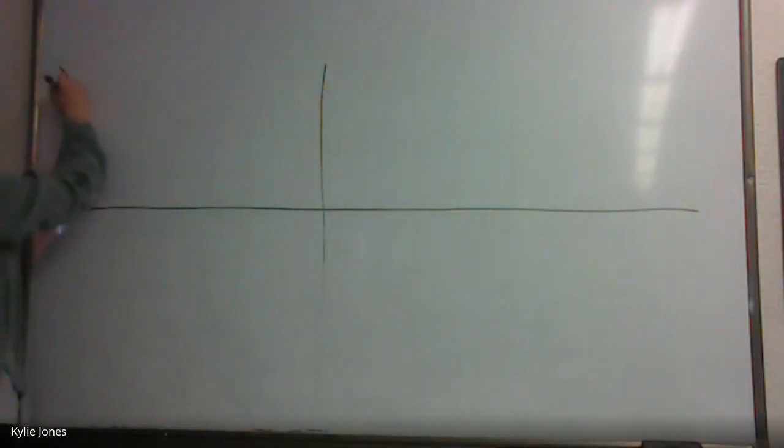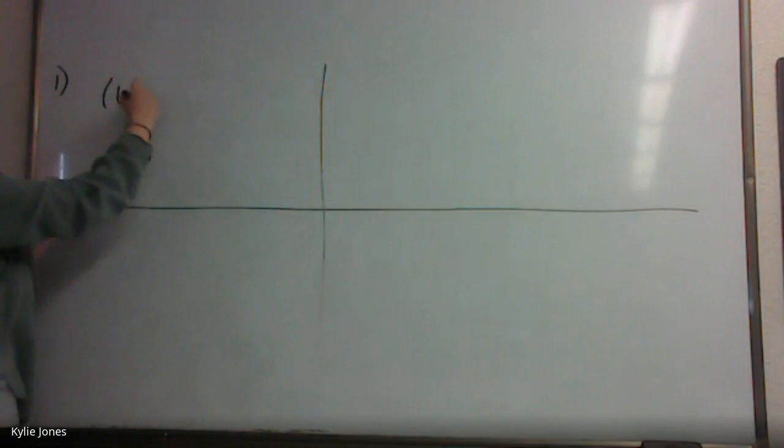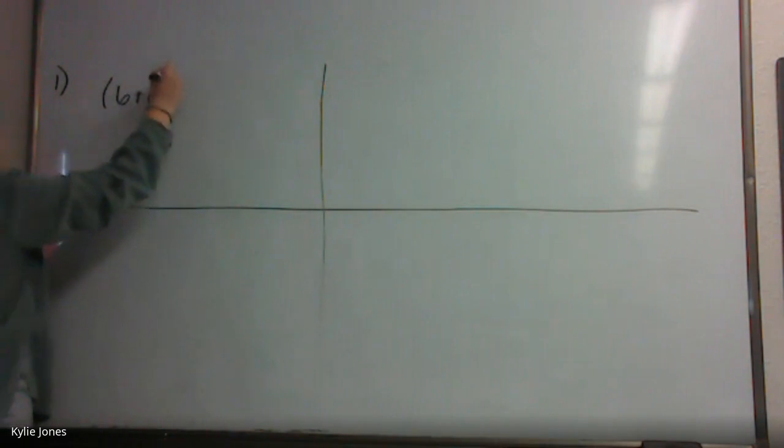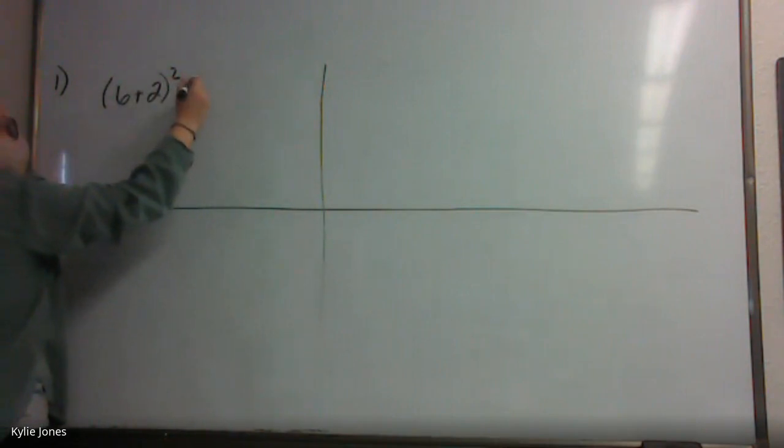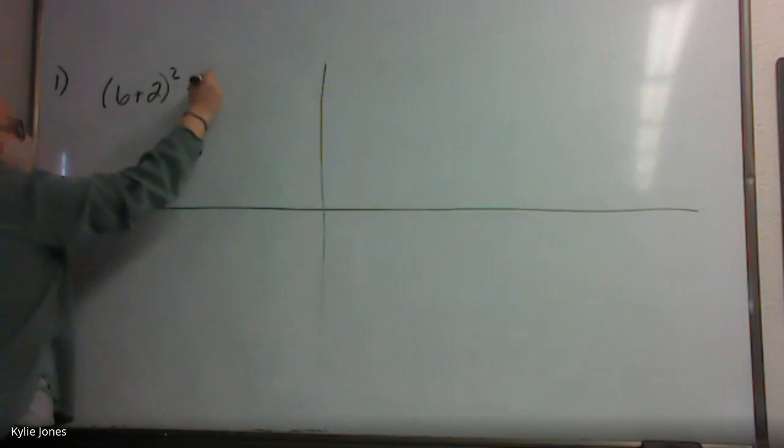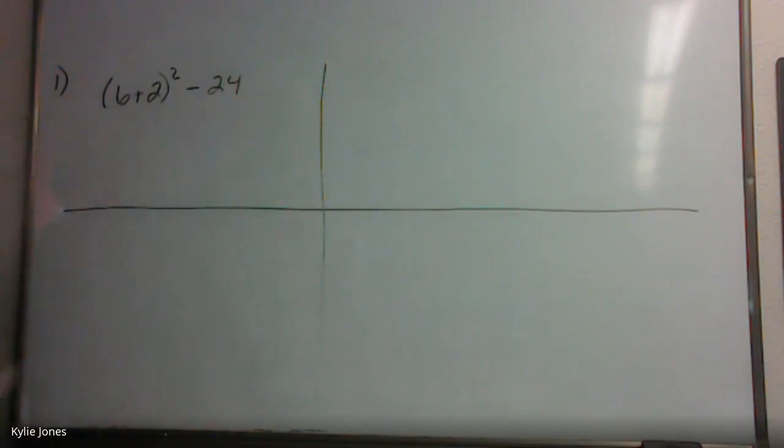Our first one, let's do 6 plus 2 squared minus 24. So you can get started on that. So order of operations on this: 6 plus 2 squared minus 24.